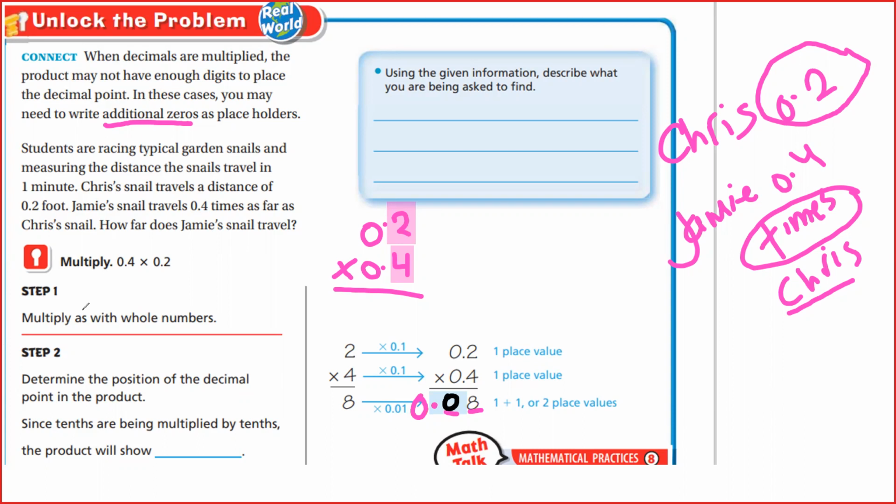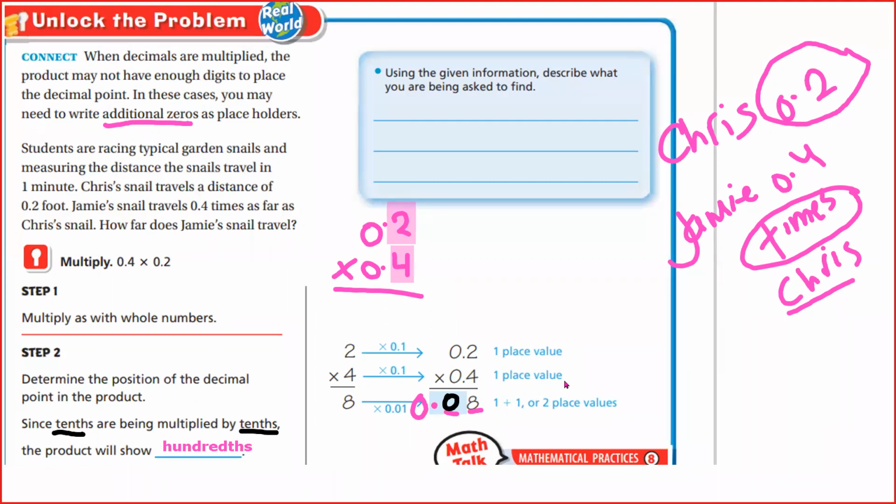So here, after you multiply them, you have to determine the position of the decimal point in the product. Now, since tenths are being multiplied by tenths, what did I tell you before? Tenths by tenths, the product will show you in hundredths. Bravo. So here it will show you in hundredths. Yes.